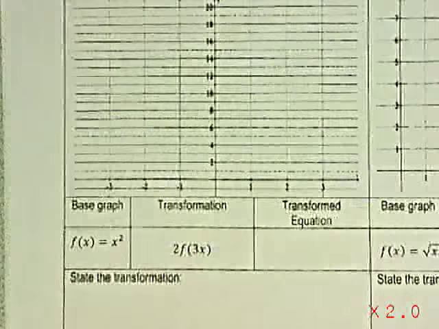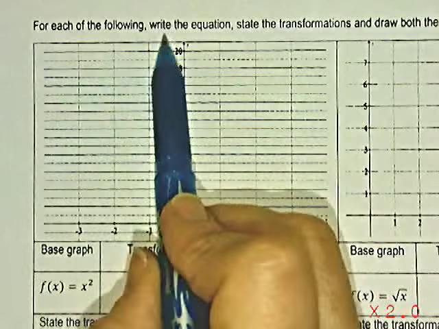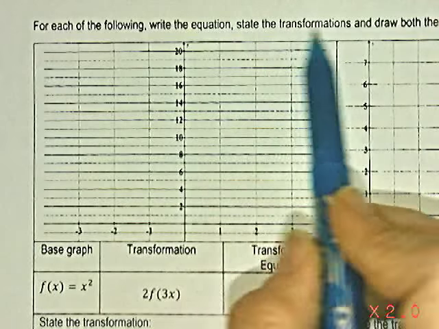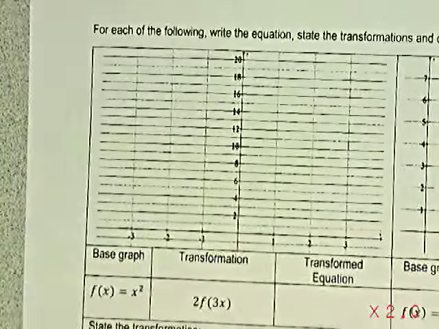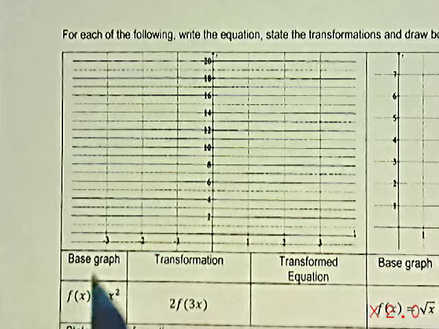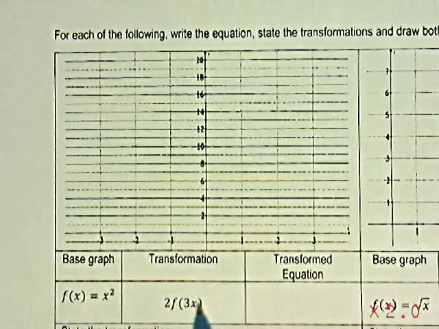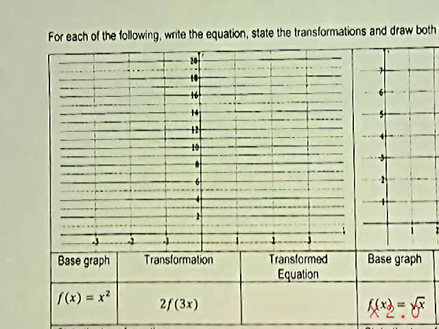Okay, let's take a look. Hopefully you had some success with some of those on your own. Let's take a look at each of these. For each of the following, write the equation, state the transformations, draw both the base graph and the transformed function. So we have got a base graph. We're told to work with a quadratic, a parabola. I am asked not just an a value, but also to consider a d value.